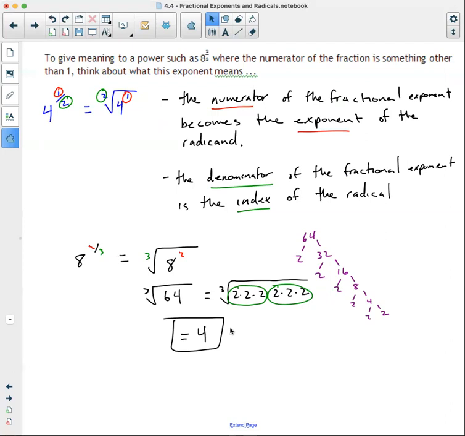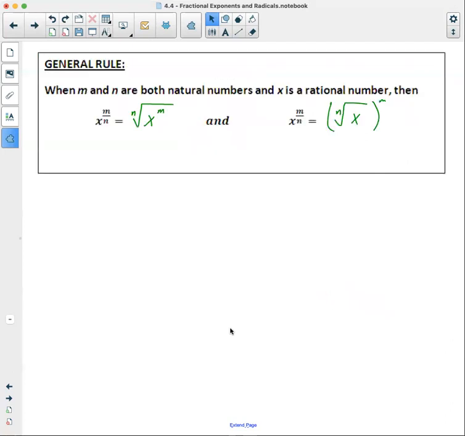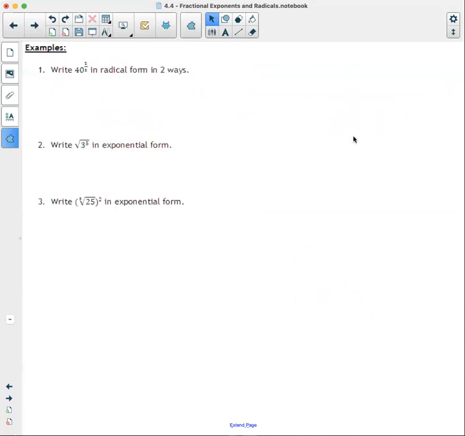2 ways to do it. It doesn't matter what way we do it. Personally, I think it's easier to take the nth root of x first and then raise it to the power of m. It's just going to give us a smaller number to take the root of. But the decision is yours. Okay.